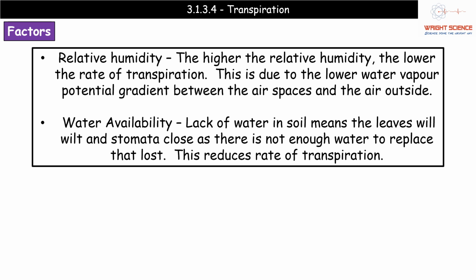therefore reduces the rate of transpiration. Last factor that we're going to look at is the water availability, and quite simply, if we have a lack of water in the soil, then we will not have enough water to transport through our plant to maintain that turgidity. So as a result of that, what we're going to find is the leaves are going to begin to wilt, the stomata will close because the guard cells are no longer remaining open for those stomata, and because of that, we're then going to find a reduced rate of transpiration.